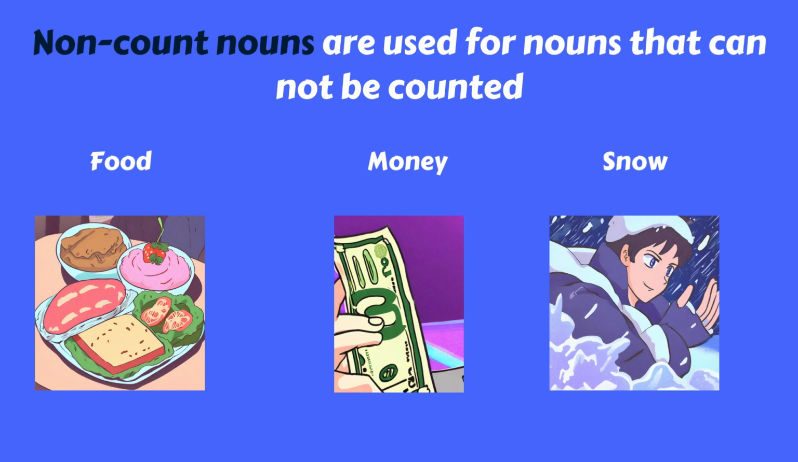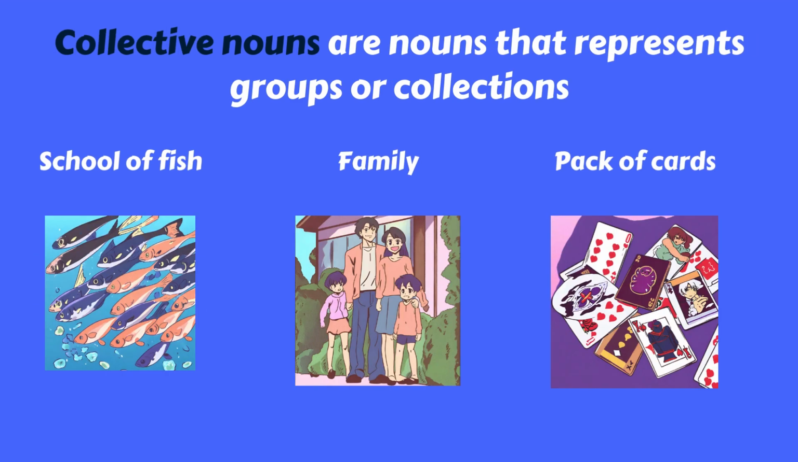We cannot count snow or rain, for example, right? We can measure it, 3 inches of snow perhaps, but we cannot count it unless you want to sit there and count snowflakes. A snowflake can be counted. Then we have collective nouns, nouns representing groups or collections, such as a school of fish, or a family, or a pack of cards. All right, all of those are collective nouns.